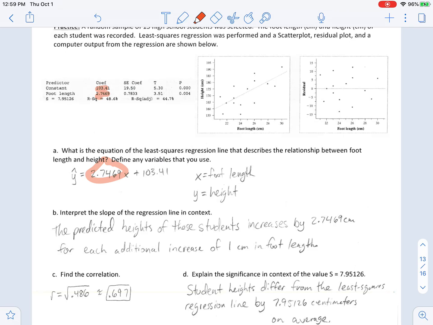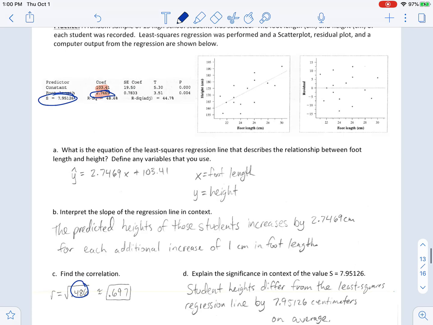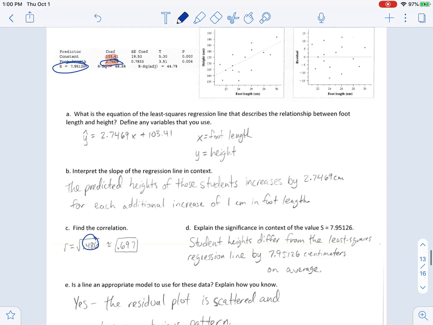Increase for every 1 additional centimeter in foot length. Don't forget the units, don't forget the variables. If you don't say it in context, you're going to get it wrong. Correlation, we just talked about this a second ago. You take the square root of the r squared, positive, because the slope is positive. Explain the significance in context of S. Remember that standard deviation of residual, so that talks about how far on average the y values, the student heights, differ from the regression line, and it's by about almost 8 centimeters there.